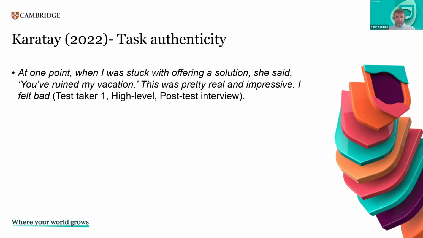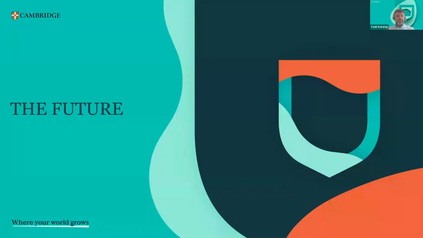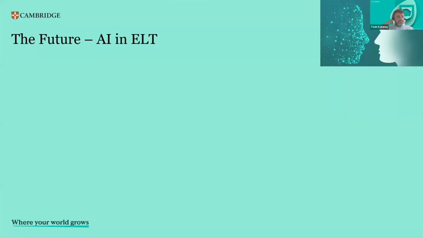In terms of authenticity of the task, one student said, at one point when I was stuck with offering a solution, she said, you have ruined my vacation. This was very real and impressive. Another one said, this was my first time speaking English in such situations, but after a couple of tries, I got used to it and found myself trying to convince the lady. So this is very important, because at some point, it doesn't matter who or what you are talking to, AI or human. What matters is you engage with the task and you just speak, which is important for our students, right? Let's look at the future.